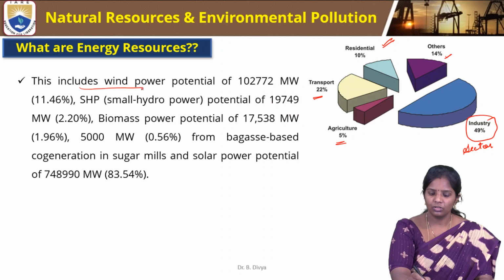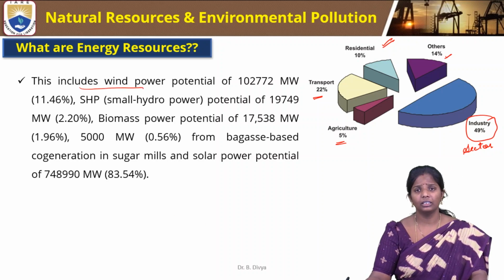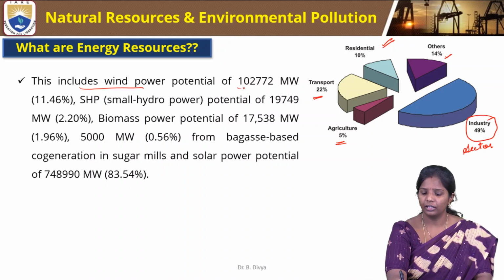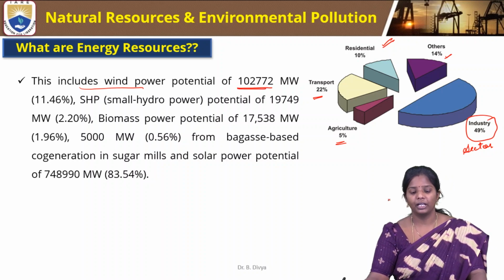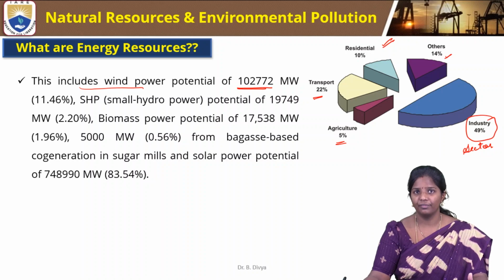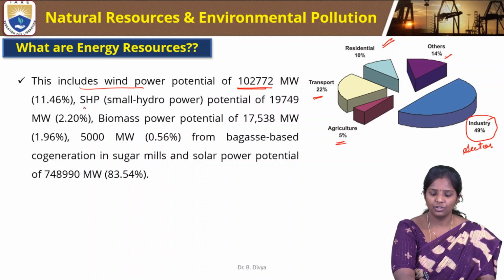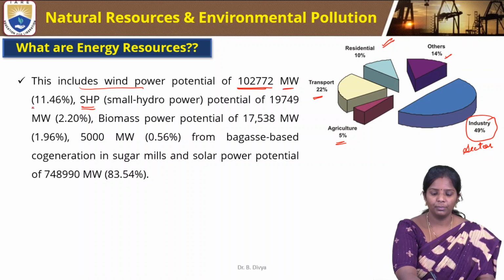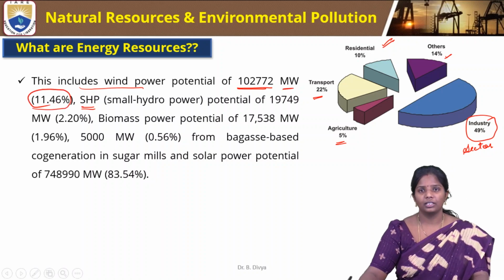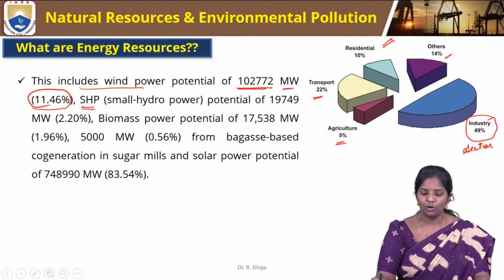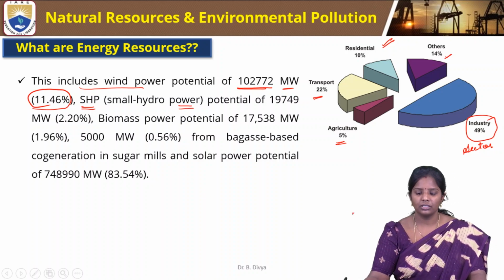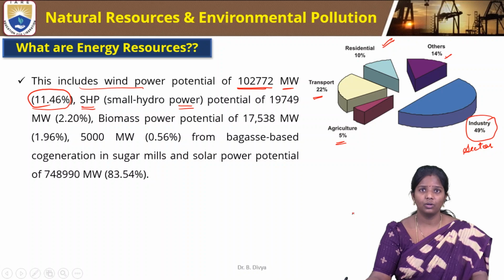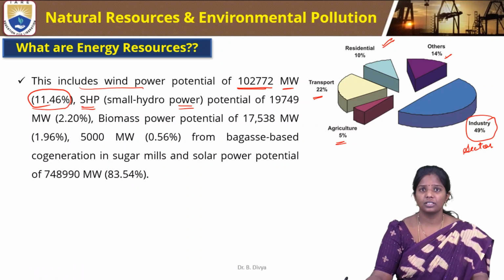So this also includes the wind power that is produced from the wind. So this is how around 1 lakh megawatt of power is produced from wind, and then small hydropower, which is about, this 1 lakh megawatt is about 11% of the total power that is generated in the country. Then small hydropower is also generated, which have a potential of 19,000 megawatts, that is about 2% of the power that is generated in the country.